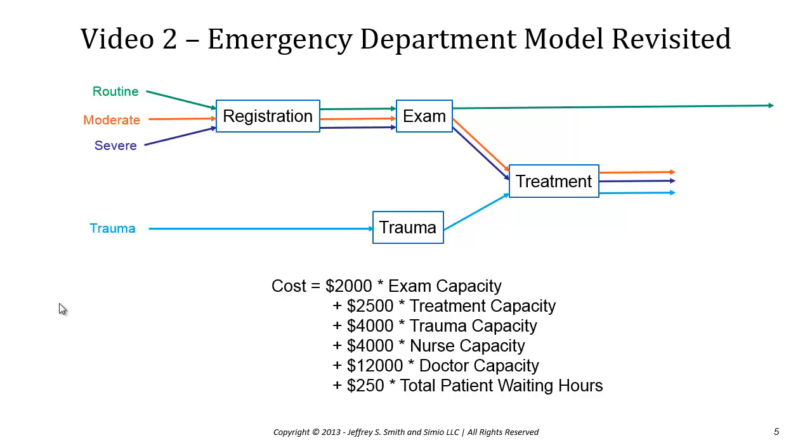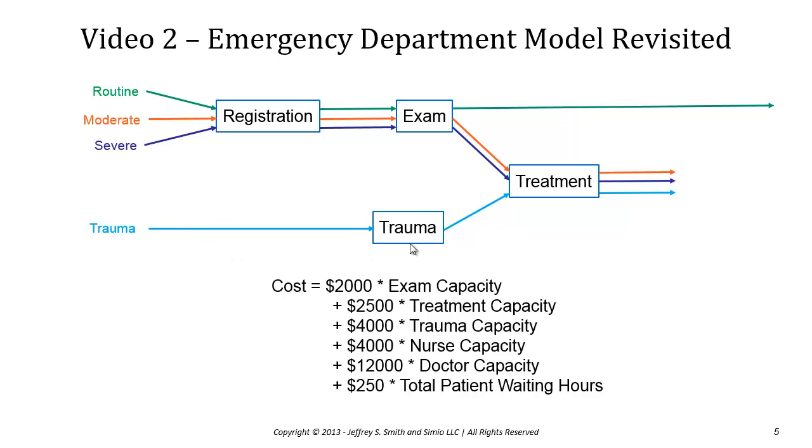In this video, we will revisit the emergency department model that we looked at in Module 9 and use OptQuest and the KN tool to solve the resource allocation problem. So recall in the model that we did before, we were modeling an emergency department of a hospital, and we have 4 different patient classes, and they follow different routes through the system.